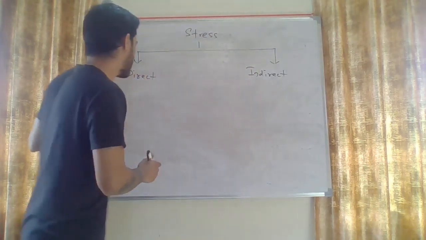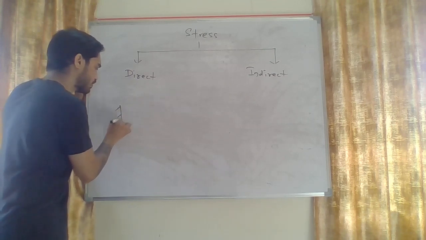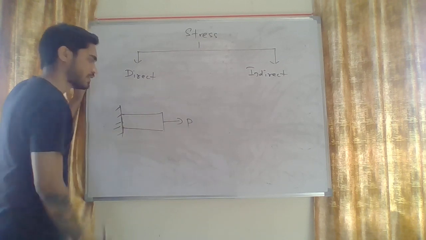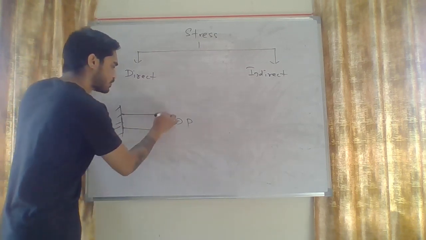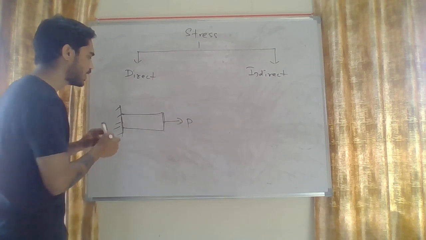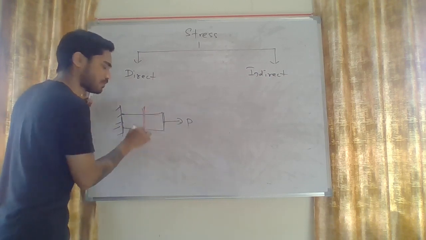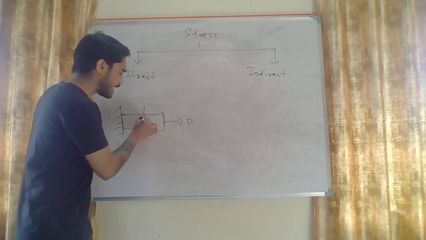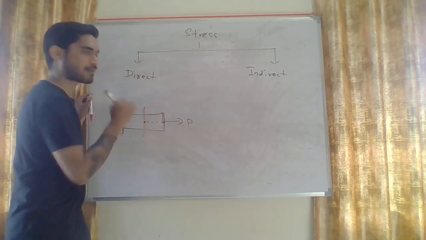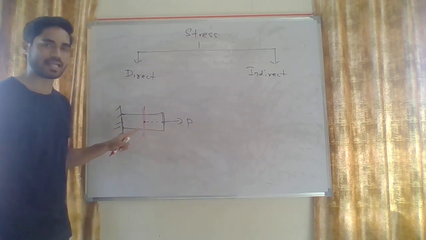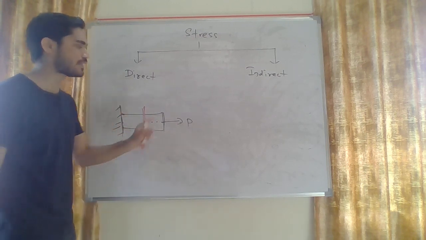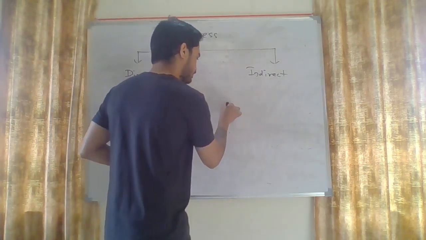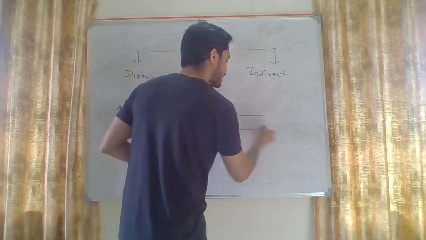So the example that we considered earlier, in this example I told you that I am applying a force P like this, and I am calculating the stress on this plane. You can see that this force is directly acting at the centroid of this plane. So this is known as a direct force. So whatever stress you will get here, it will be a direct stress. But consider this case.